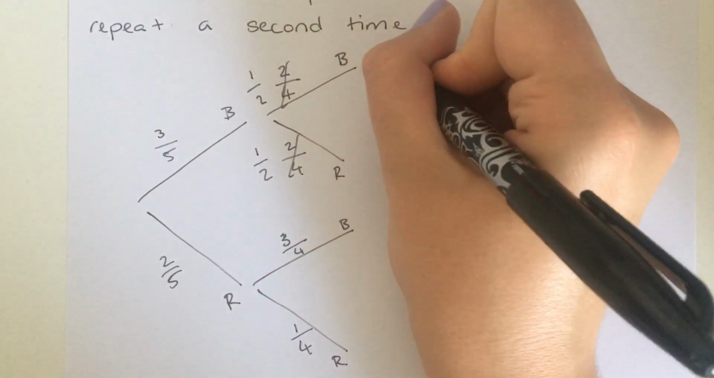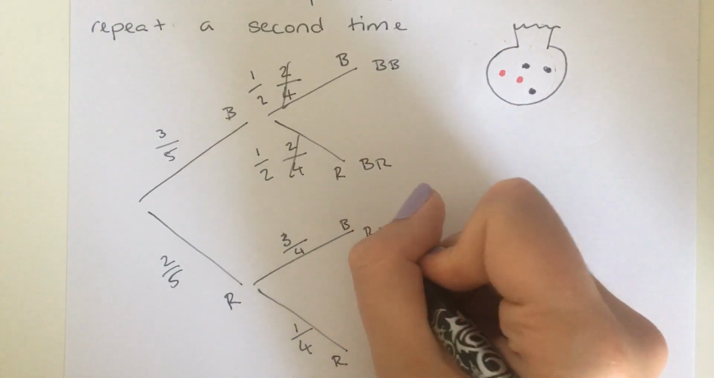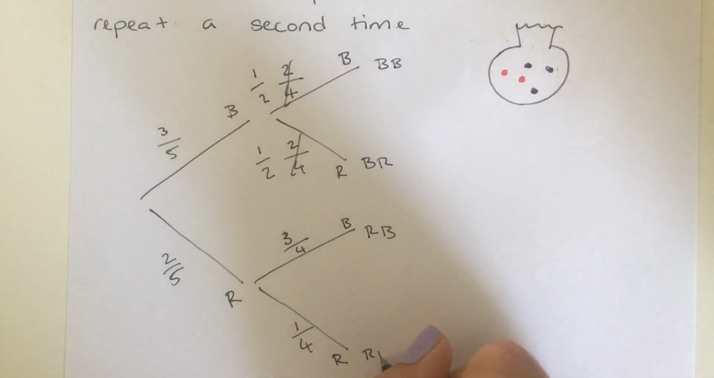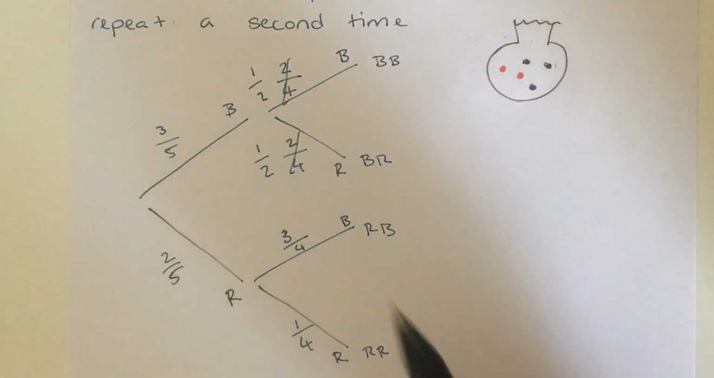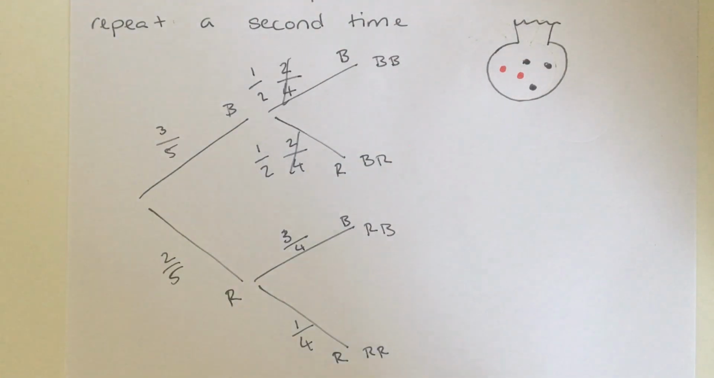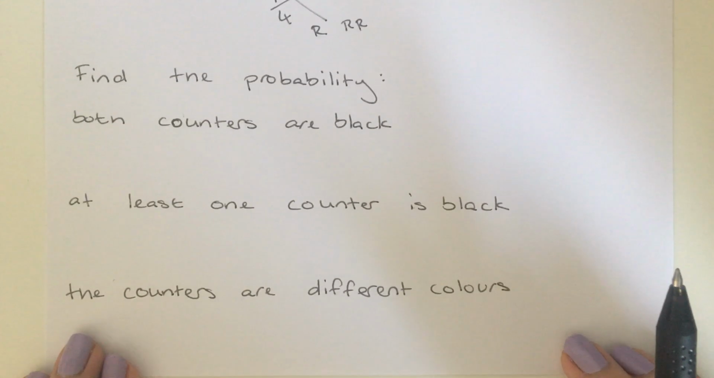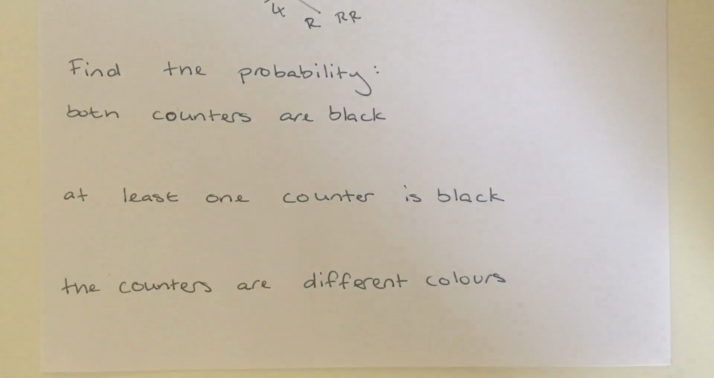So either I get black black, or I get black red, or I get red black, or I get red red. And then you can multiply down your paths to work out the probability that each of these happens. See if you can do that now if you haven't already. And then work out these probabilities, same as before. So work out the probability that both counters are black, at least one counter is black, or the probability that counters are different colours. So pause the video and have a go.